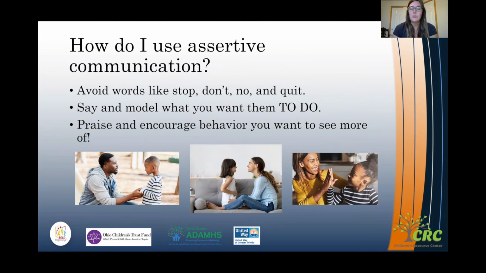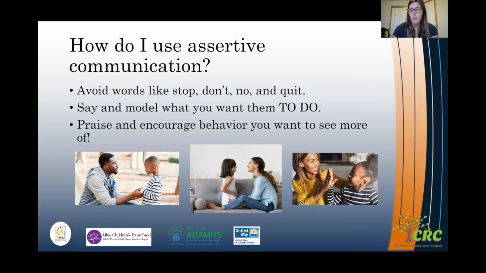And then lastly, just really praise and encourage the behavior that you want to see more of. It's more likely that children will repeat the behavior if they're getting positive attention for it. So if we really praise them and encourage that behavior, so if they are walking, if they're using kind words, if they're using nice touches, we can really praise them for that, and they eat it up.